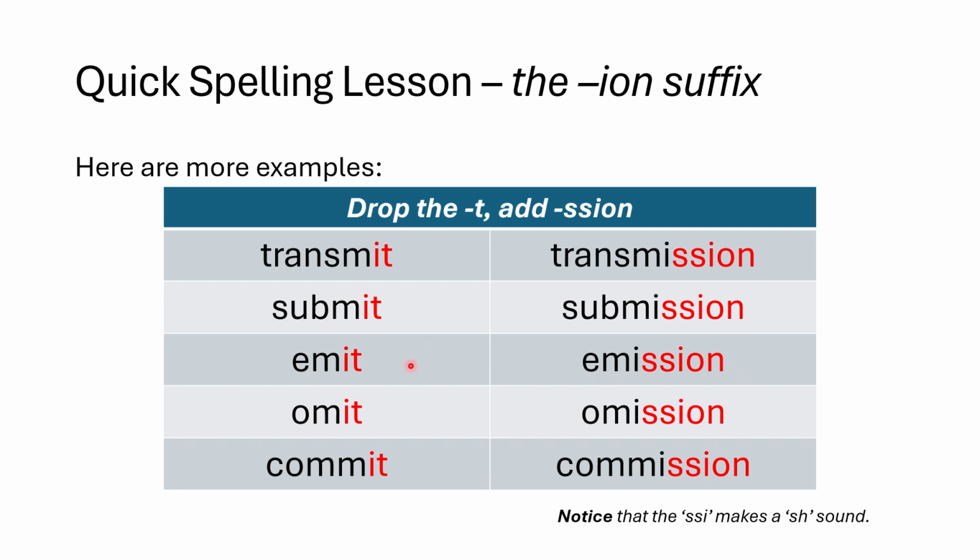The verb is emit. The noun is emission. The verb is omit. The noun is omission. The verb is commit. The noun is commission. Notice that the SSI makes a sh sound.